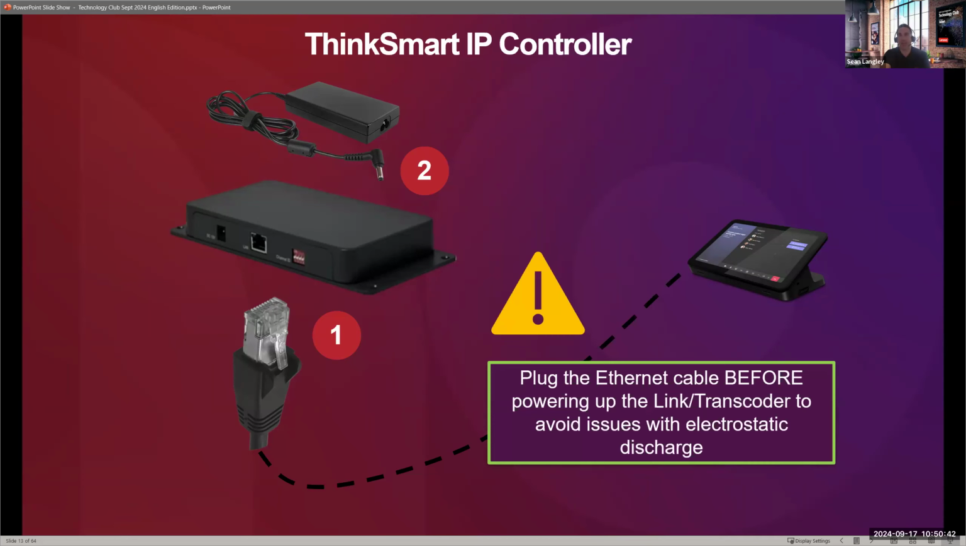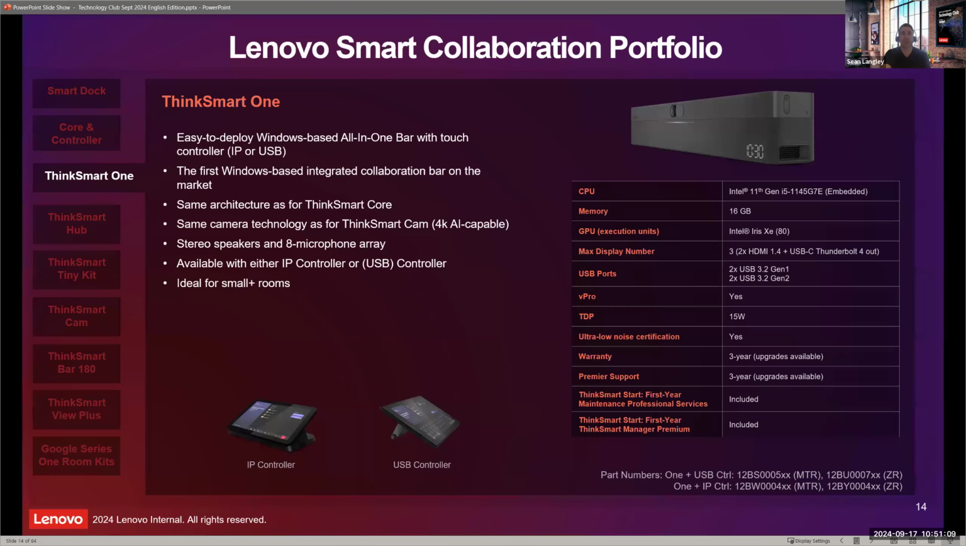When you connect it up, connect the Ethernet cable before powering up the link box, transcoder, PoE injector, whatever you want to call it. This will avoid any potential issues you could get with electrostatic discharge. Pretty much goes without saying, cables and stuff connecting first, power supplies last, but just want to re-emphasize that point because that has been flagged a couple of times by people. Never seen it happen, had a problem with it before myself, but always Ethernet cables first, power up afterwards.